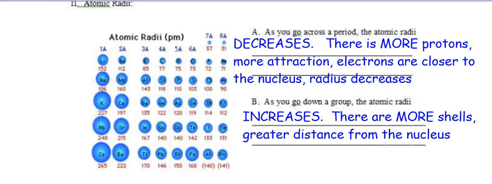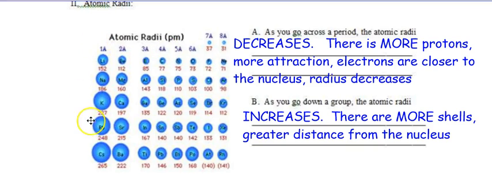And I left off with the atomic radii, and I just want to review real quick before we go to the next page. The atomic radii, again, as you go across the period, goes down. Why? Because the attraction increases. The attraction between what? The outermost electrons and the protons in the nucleus.